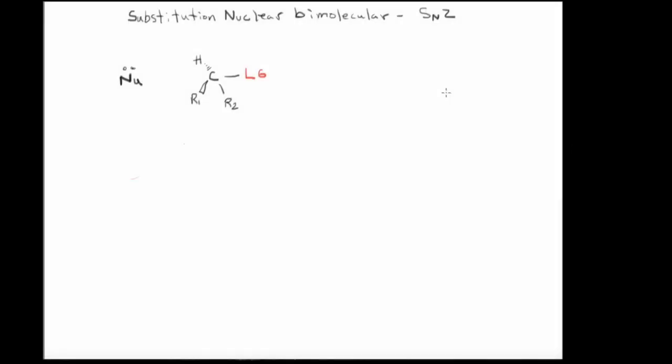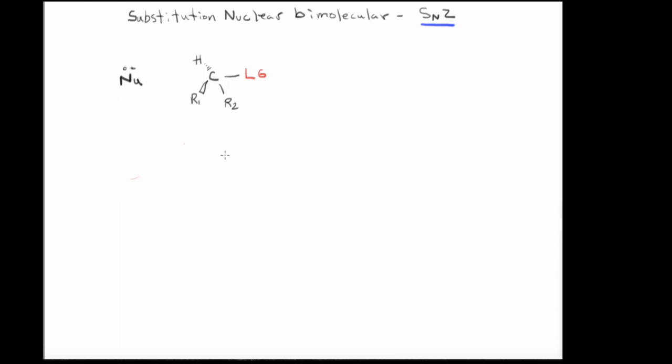Okay, welcome to lesson 9. We're starting the mechanisms, and the first mechanism, and I think arguably the most important mechanism in organic chemistry, is what's called the SN2 reaction, or substitution nuclear bimolecular. So we're going to be breaking this down.